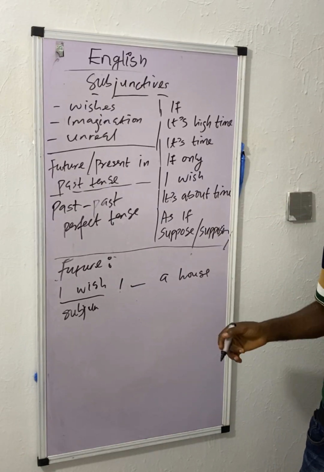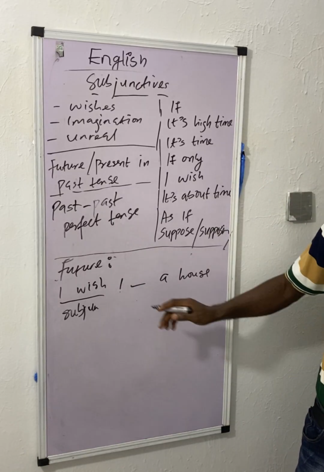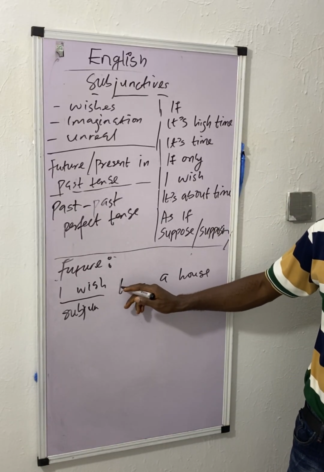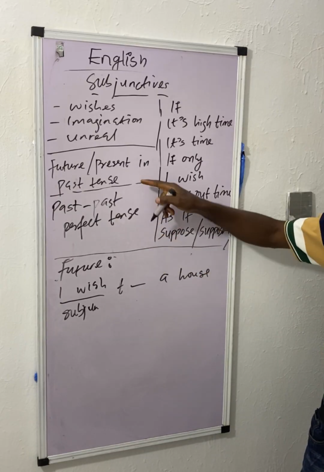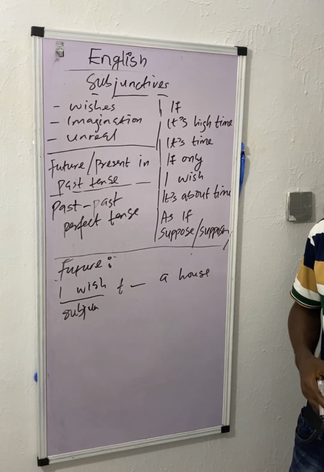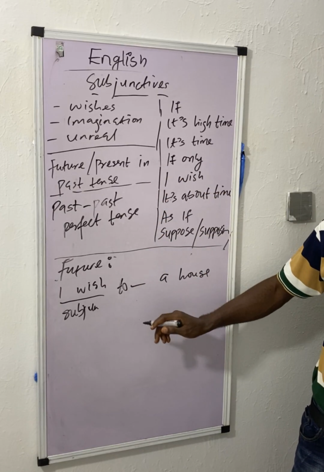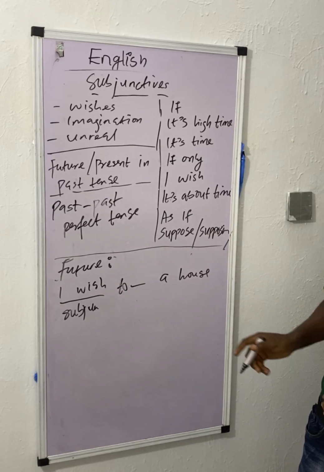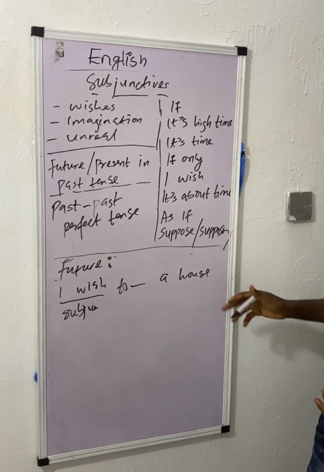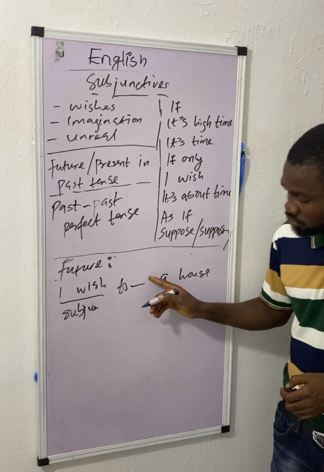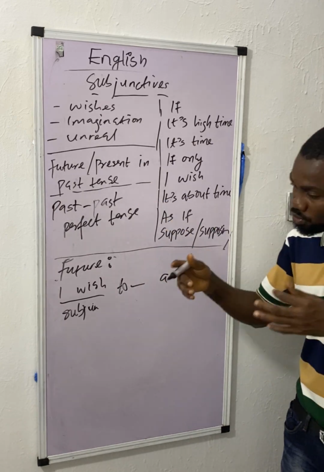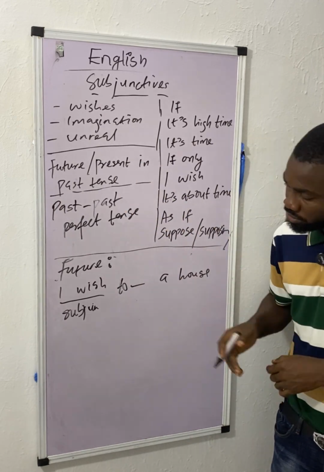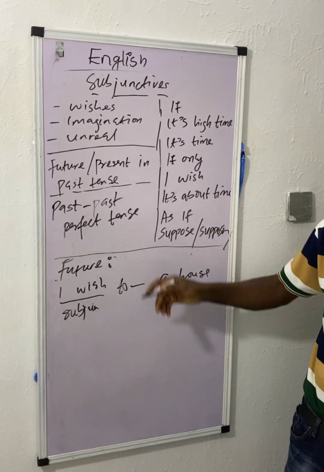I wish I blank a car. I wish to have a car, not "I wish I have a car", which would be present. So this one, I wish to have a car or a house. What are we going to put here? Are we going to put present tense or past tense? We are expressing the future. What someone wishes in the future. We use the same past tense, right?